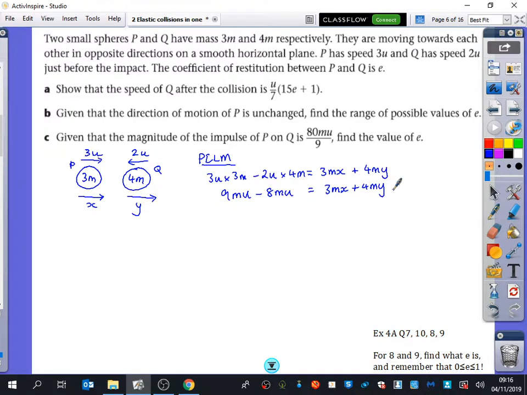Anything that you notice that can be done here? Yeah, you can cancel the m's, and you'll find for PCLM that's always going to happen because each thing is being multiplied by the mass. So the m's can be cancelled everywhere, which leaves you with 9u take away 8u, or u, equals 3x plus 4y. This process is pretty familiar. The second thing we're going to do is NLR.